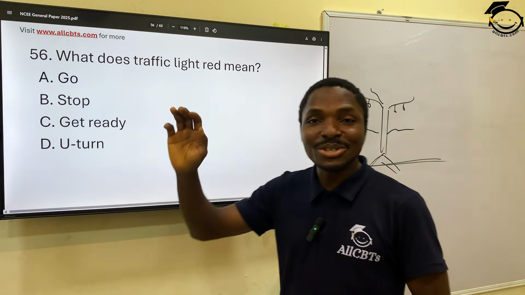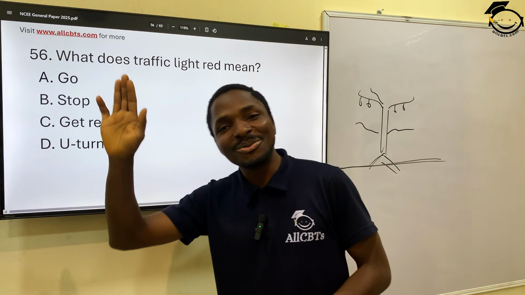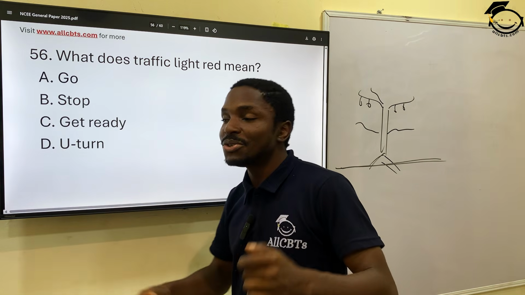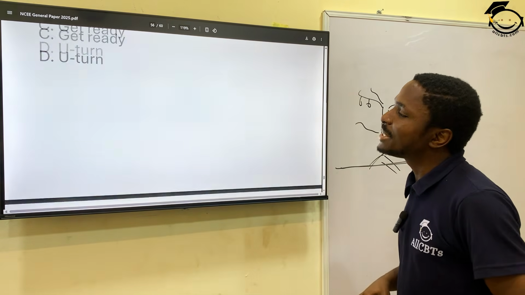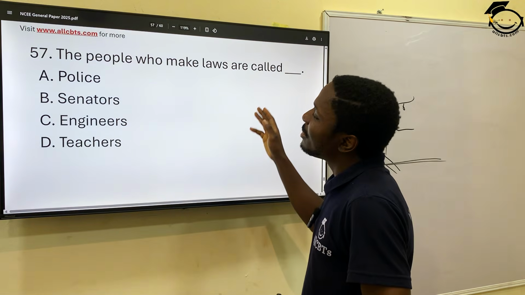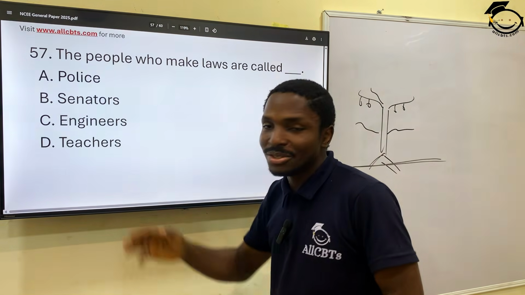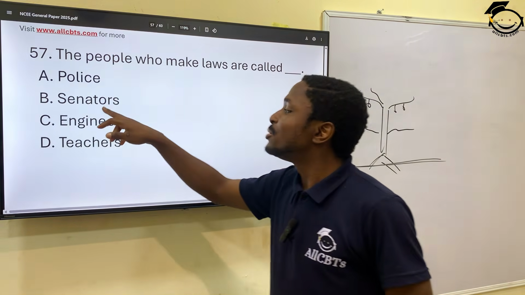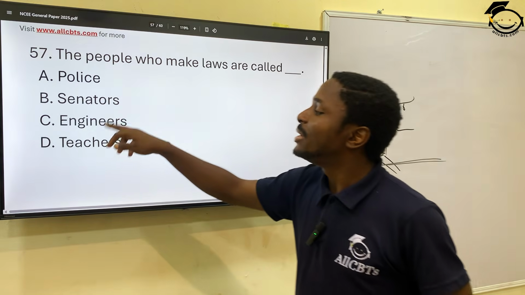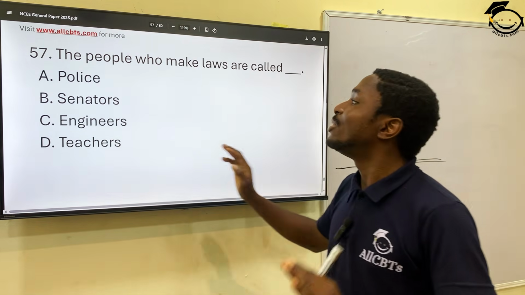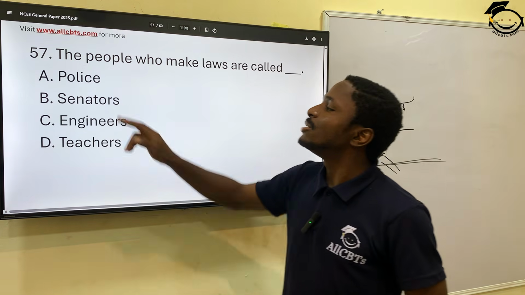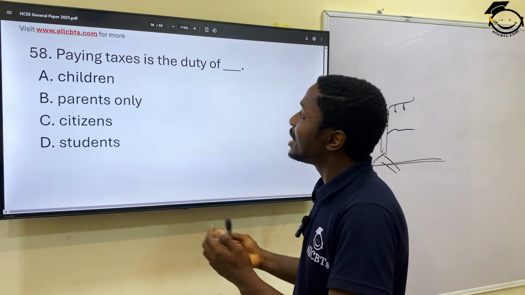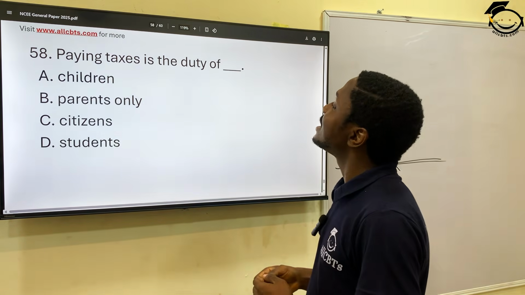Red means what? Whenever you see red, it means danger. Just stay where you are. Okay, so stop. Red means stop. Yellow means ready. Now, 57. The people who make laws are called what? We have police. No, police enforce the law. Then we have senators. Yes, senators are those who make the law. We have engineers and teachers, which do not belong to the group. Okay, so senators.